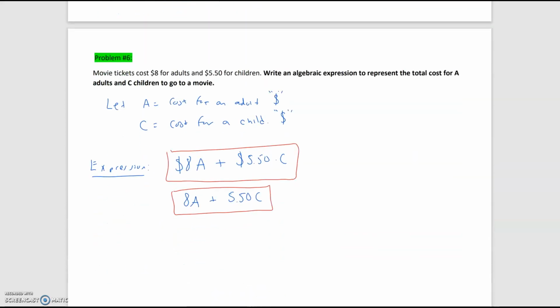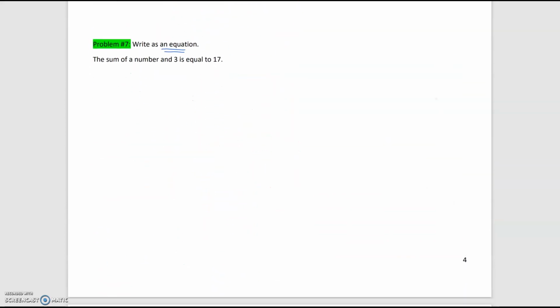So we're going to do the same process of declaring. So in problem 7, they say that the sum of a number and 3 is equal to 17. So let me start by declaring. So in this case, let x equal a number. And then the equation, it says in here that the sum of a number and 3, so x plus 3 is equal to 17. And that's pretty much it.